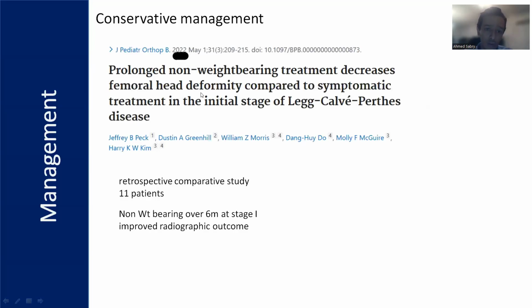So in 2022, a study was done by Peck. He said that prolonged non-weight bearing treatment decreases femoral head deformity compared to symptomatic treatment. He advocated for non-weight bearing. Of course, the non-weight bearing was over 6 months. Most of the patients, the mean was at 12 months of non-weight bearing on the affected hip. However, this was a retrospective comparative study, and he included 11 patients. So it's sort of a weak study, or it's inconclusive.